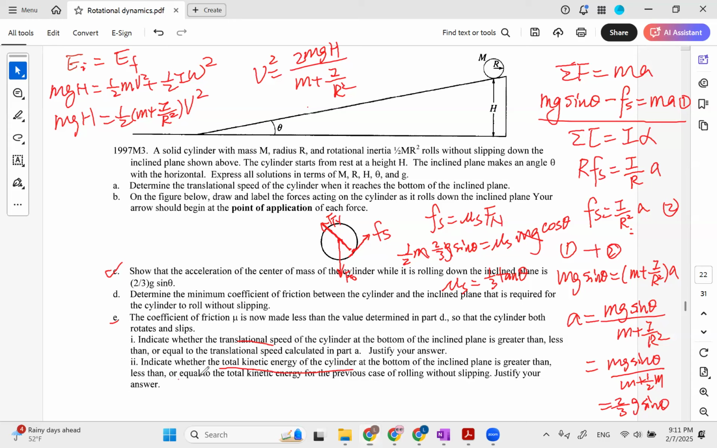So in this case, would be less than, right? You understand why it would be less than? Is it possible to be greater? No, right? It's not possible to be greater, right?